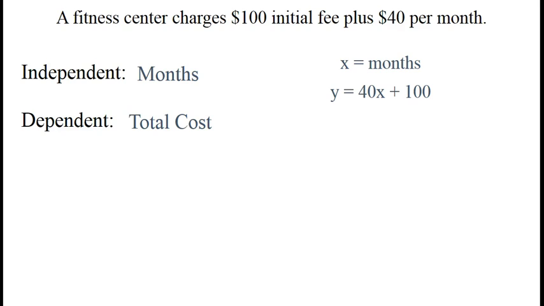Now I want to write this in function notation. So what is the one simple step that I have to do? We need to replace y with f of x and rewrite the rest of our expression. F of x is equal to 40x plus 100. That is this situation written in function notation. Let's do one more.